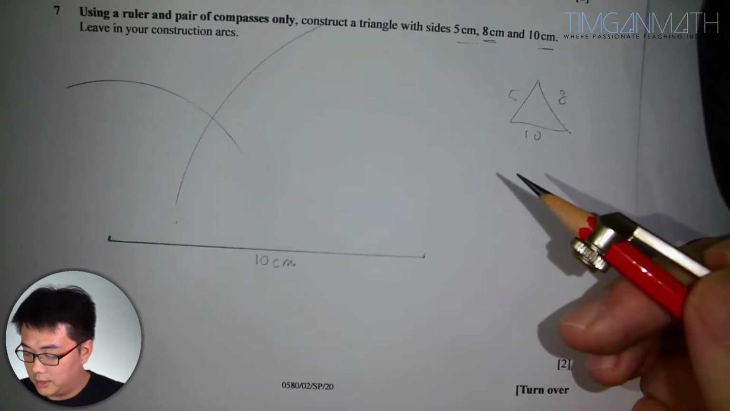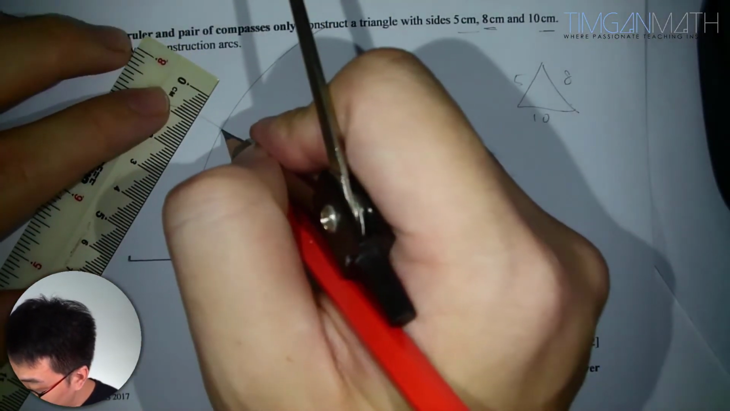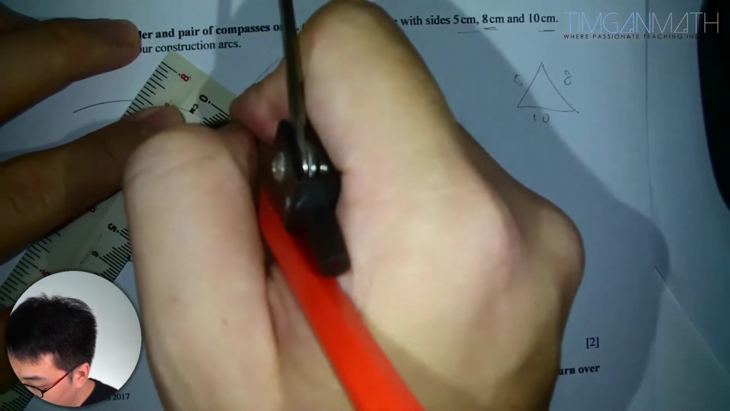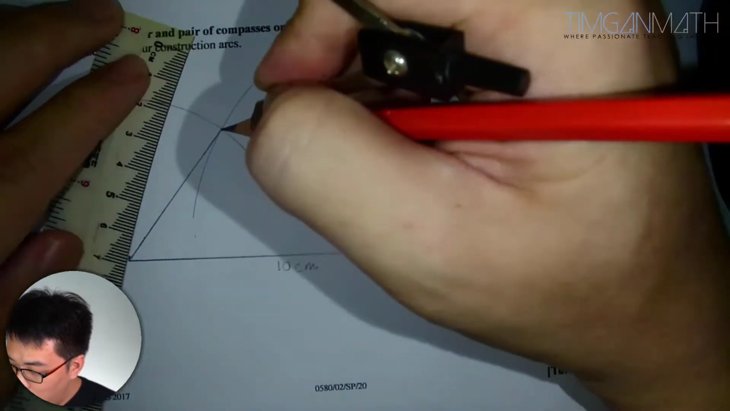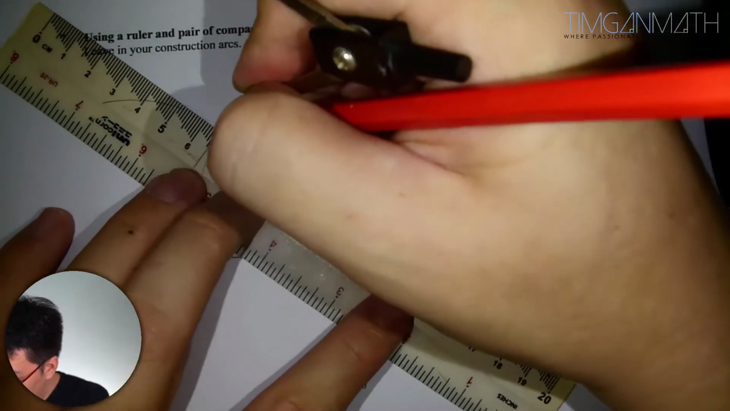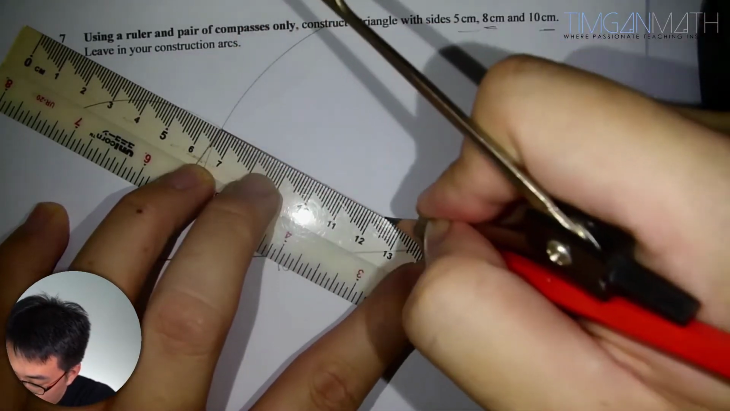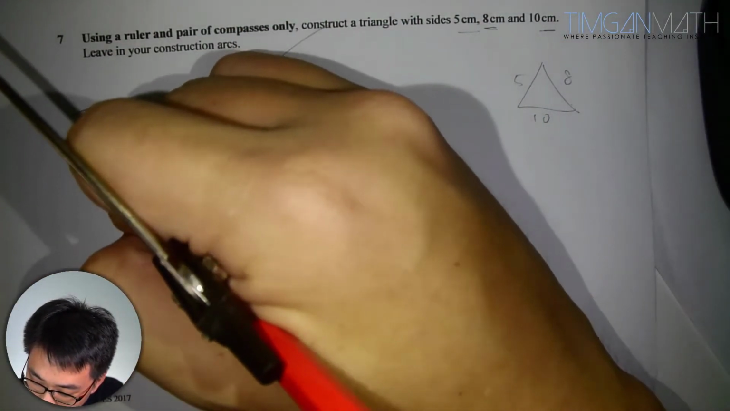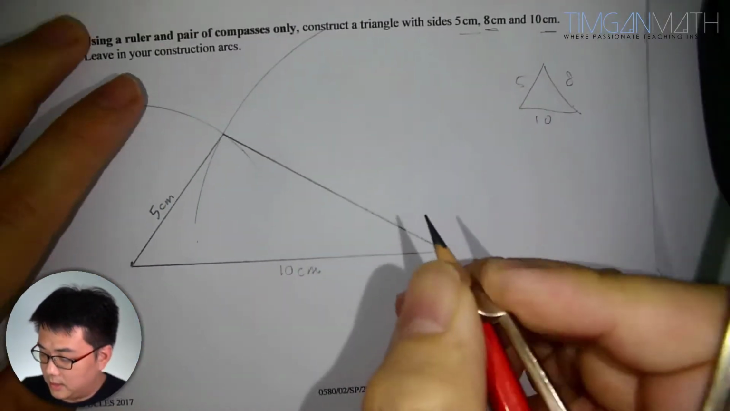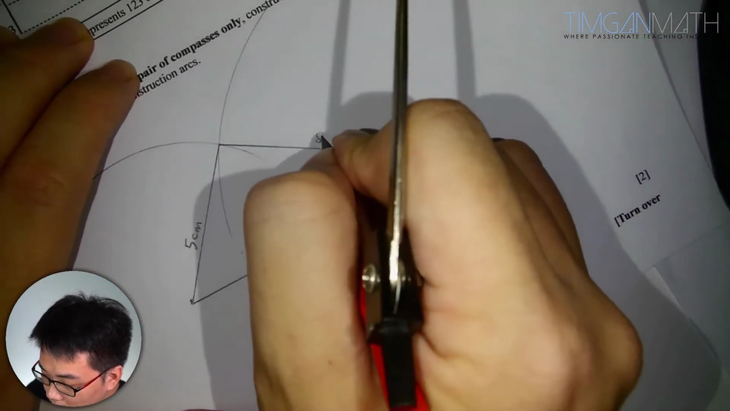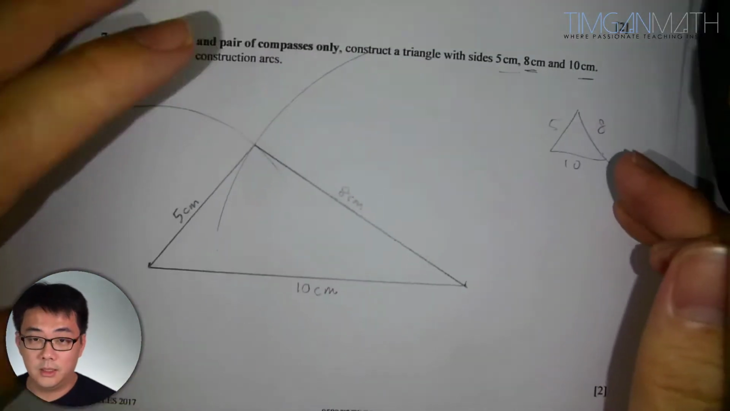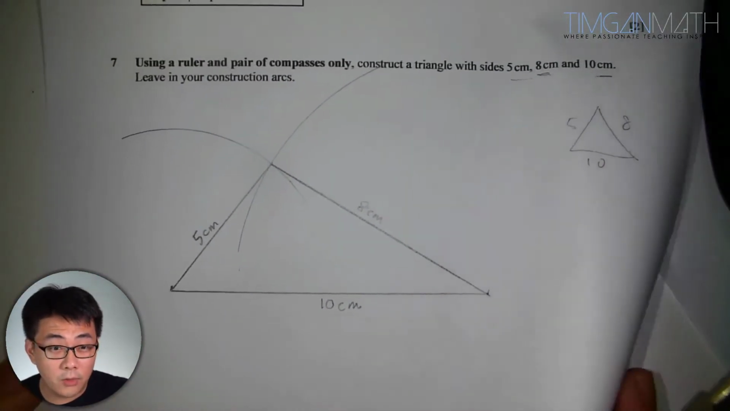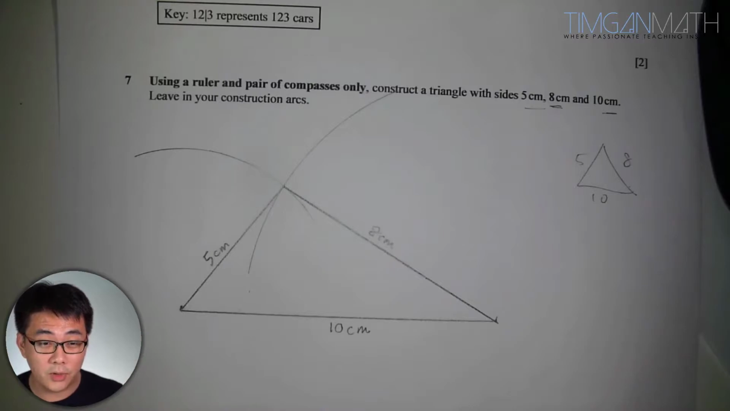So what we need now is just to connect it. So connect it will be here. And here. Okay, so this case will be 5 cm here, and this will be 8 cm. Great. This is the triangle that I constructed. So this is how we construct this triangle here.